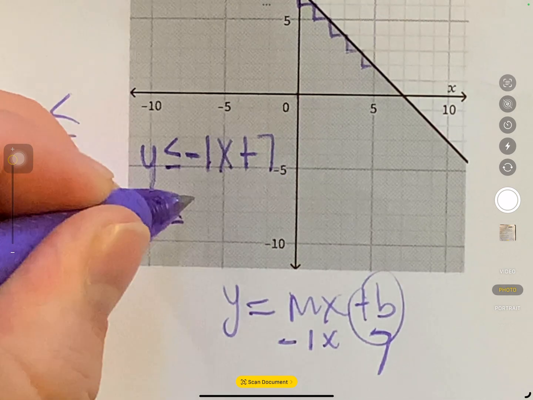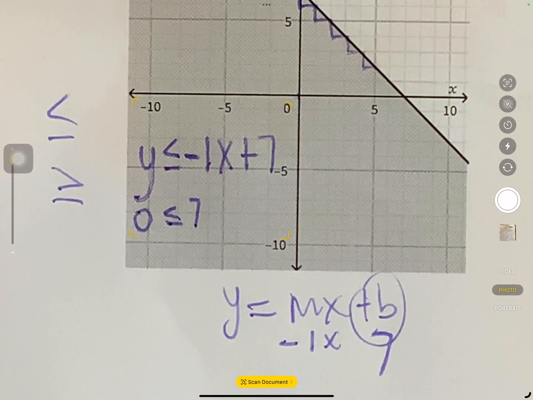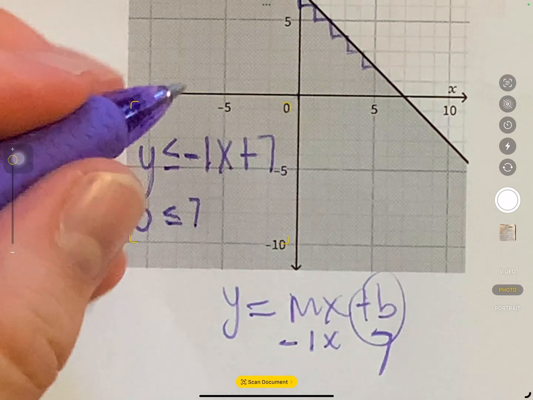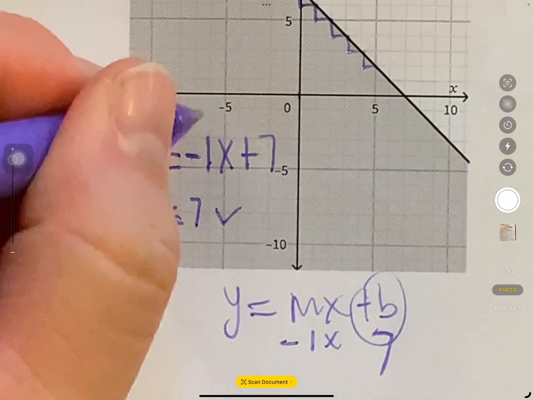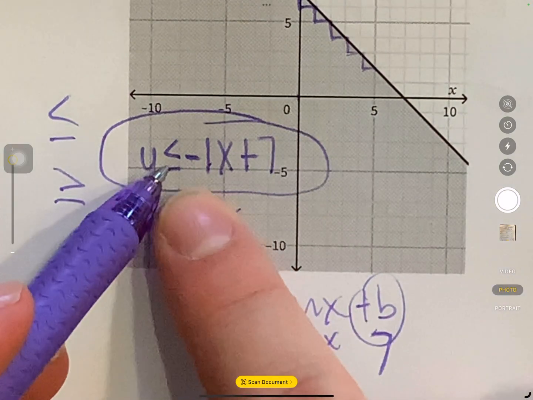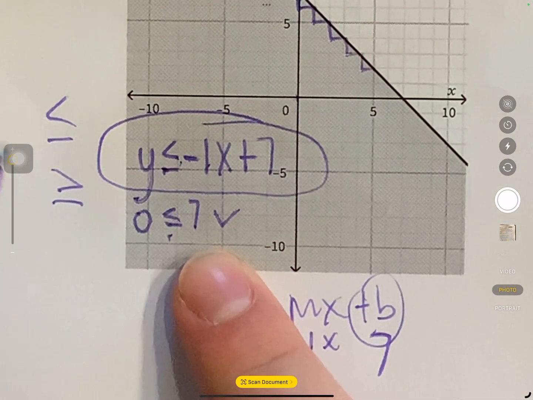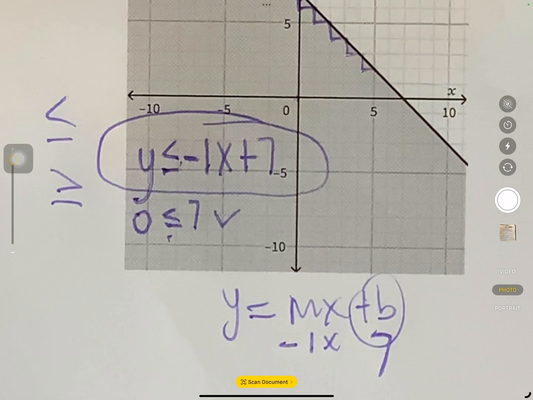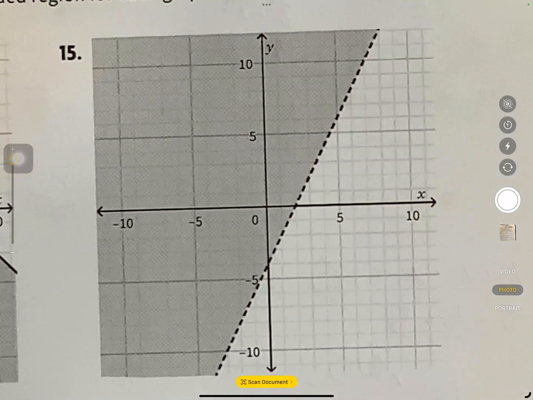And see if this is a true statement. Is 0 less than 7? Yes, it is. It's true, which means I did choose correctly. If I chose wrong, this would be false, and I'd have to go choose the other one. So it's not a big deal. All right, let's do this next one.